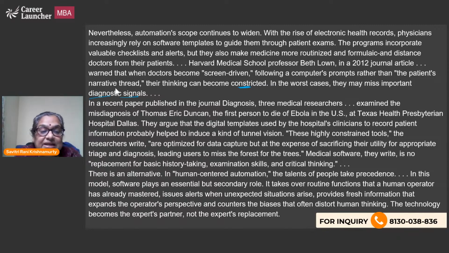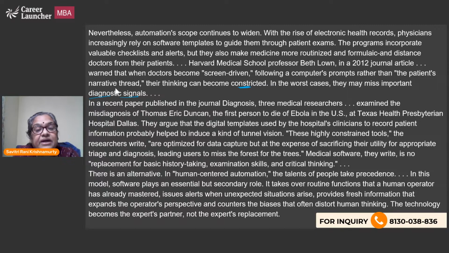Medical software, they write, is no replacement for basic history taking, examination skills, and critical thinking. You can have medical software, but it cannot replace basic history taking, where you sit and talk to the patient about his history, where the doctor examines the patient and talks to him. What is wrong with you? What did you feel? That is not happening now. And then based on those two, the doctor used to diagnose. Software, the author says, cannot replace this aspect of medicine.